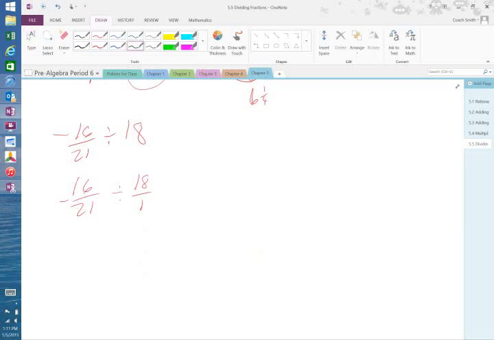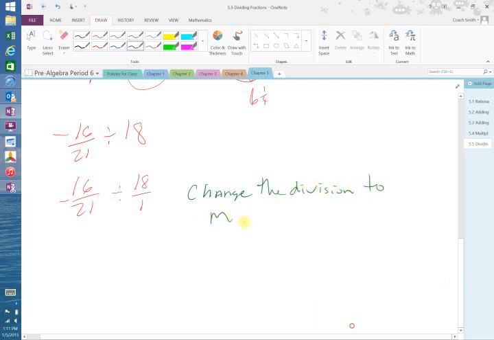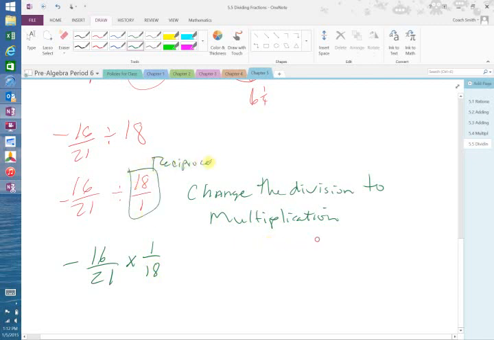Well, now we have to change it to multiplication. We change the division to multiplication. Okay, and we do the reciprocal. So negative 16 over 21 stays the same. This changes to multiplication. The reciprocal of 18 over 1 is 1 over 18. Okay, so we have to do the reciprocal of the divisor, which is the second fraction. The first fraction never changes. It's just the second one that we change.